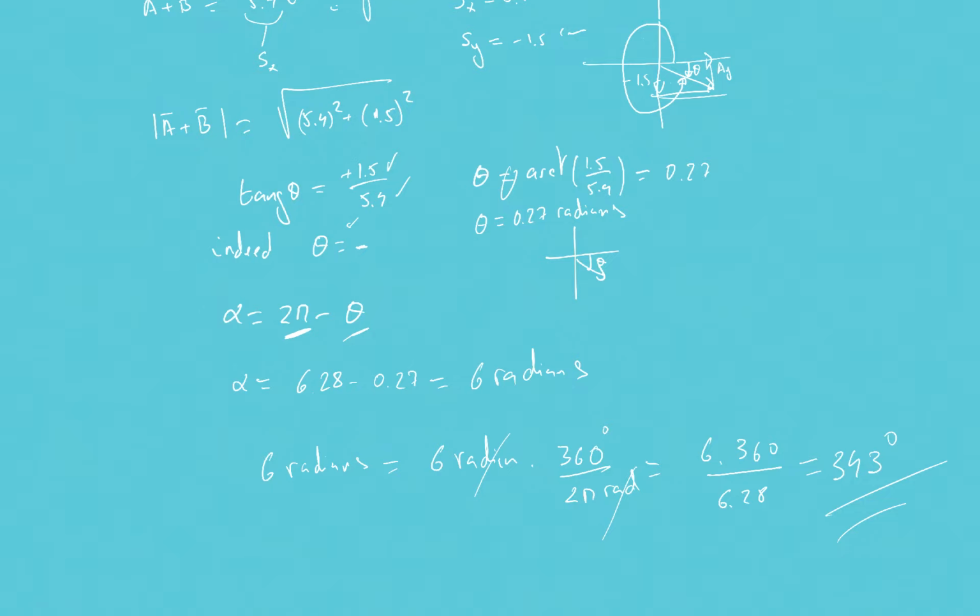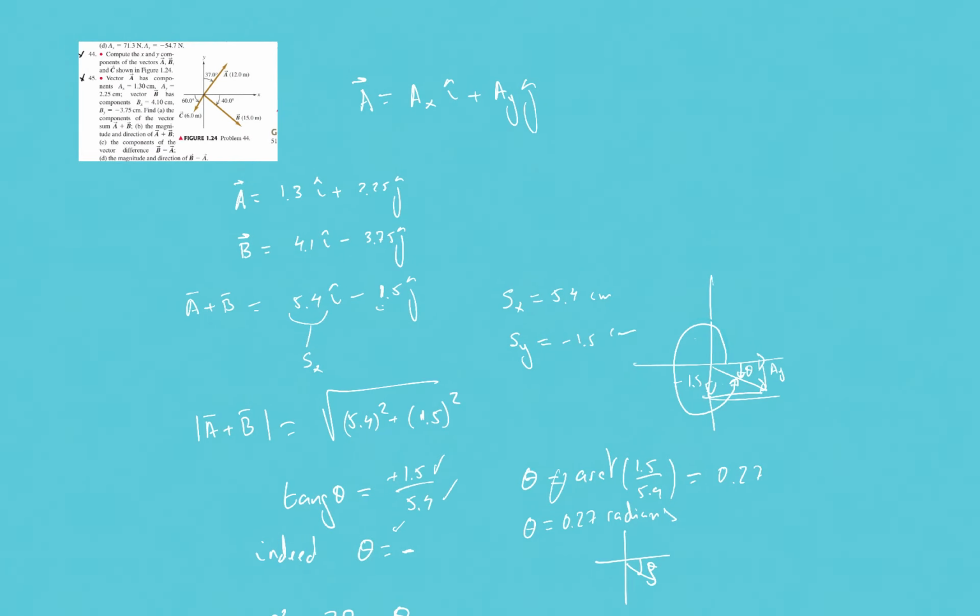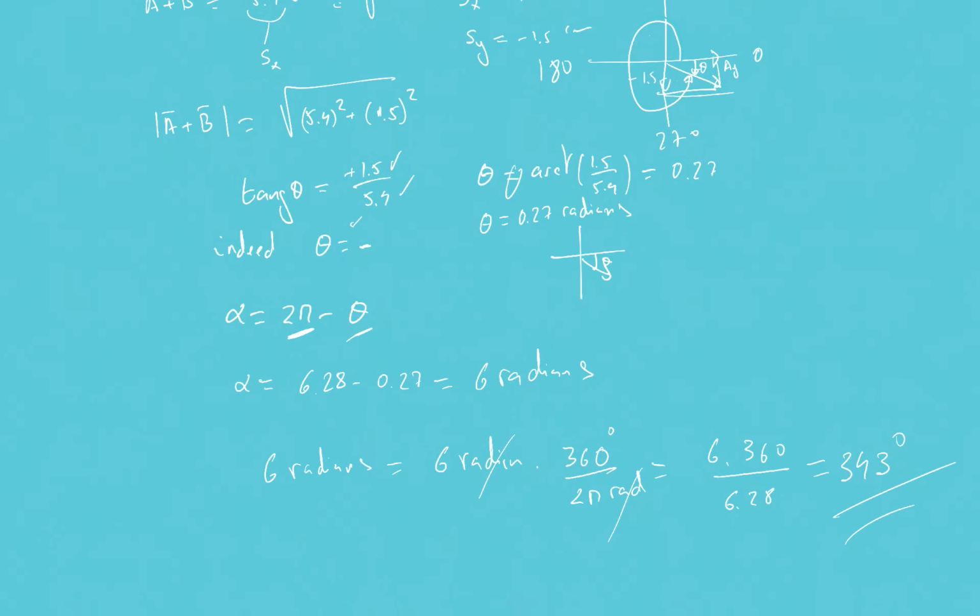343 is more than 270. When you are here, you are at 270, so this is 0, 90, 180, 270, and the solution that we have found is 343. So from here, I guess that I didn't make any mistake. Let's go to the next question.